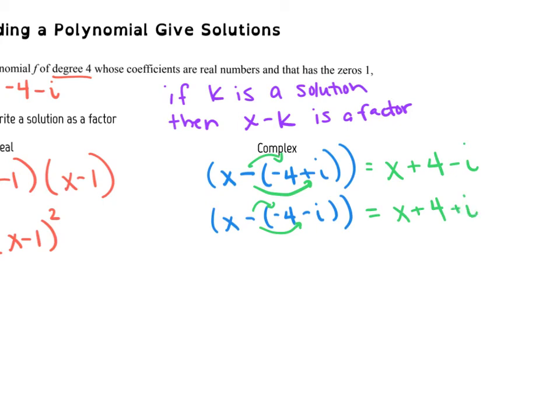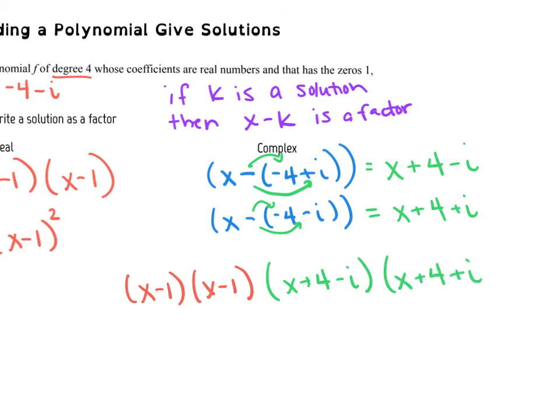So the new factors are going to be x minus 1 times x minus 1 times x plus 4 minus i times x plus 4 plus i. And notice how this has changed. The negative 4 changed to a positive 4. And then your plus i here became a minus i. And your minus i becomes a plus i.